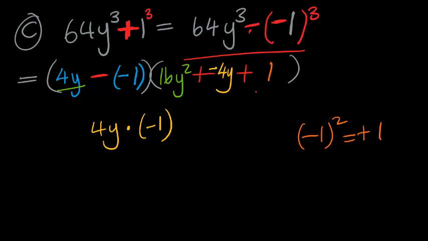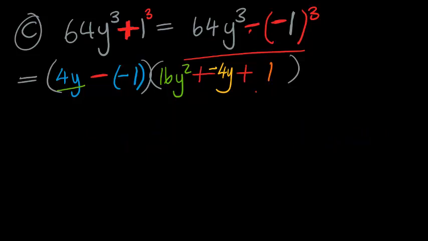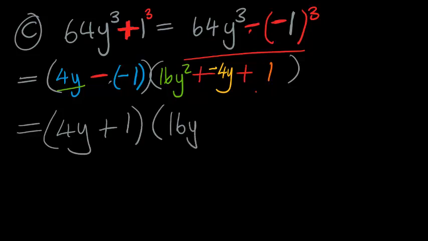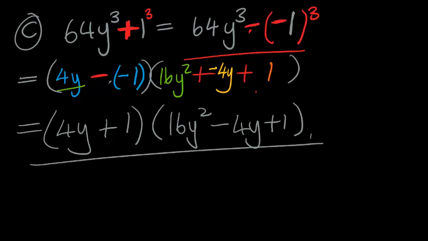Now, although this is the smallest power, I'm not exactly at the end of my answer, because I still have its multiplication there. So what I'm going to do is I'm going to say first bracket is 4y, minus times minus is plus 1. Second bracket is 16y squared, plus times minus is minus 4y plus 1. And that is your final answer.